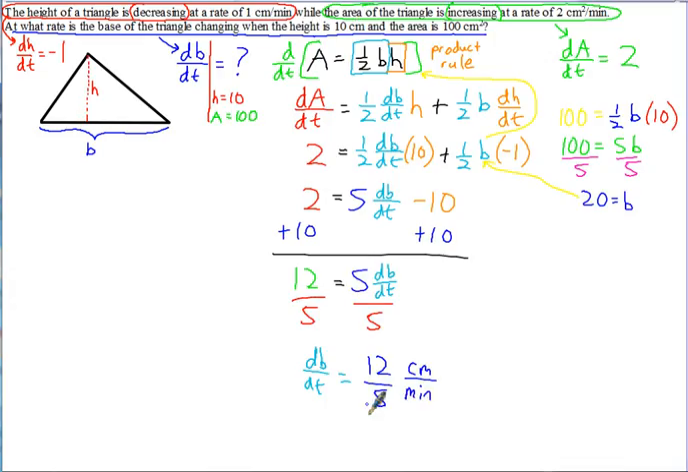And let's see if having a positive answer makes sense here. That means the base is getting larger. So it says the height's decreasing while the area is increasing. Well, if the height's decreasing, that would normally make the area get smaller as well, but it says the area is increasing. So the only way that can happen is if the base is increasing. If the base was decreasing and the height was decreasing, then the area would be decreasing. So we would need to get a positive answer there, which we did.